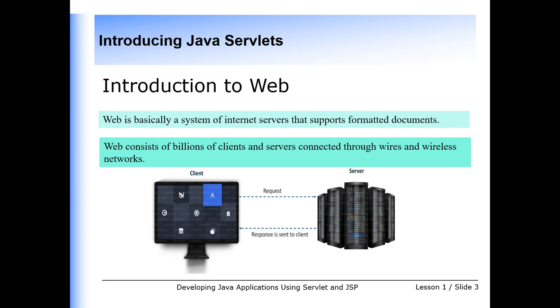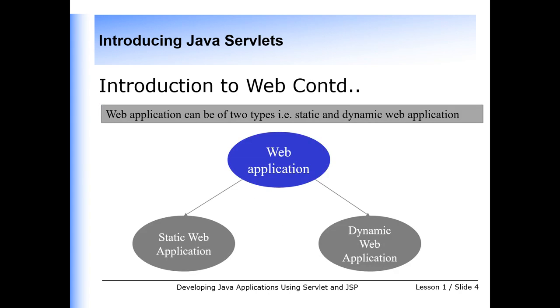So you can see in the below figure, client is connecting to server. In this figure, first web clients make requests to a web server, then the web server receives the request, finds the resources and returns the response to the client. Before we proceed further, let us understand the difference between static and dynamic web application. So what is web application?